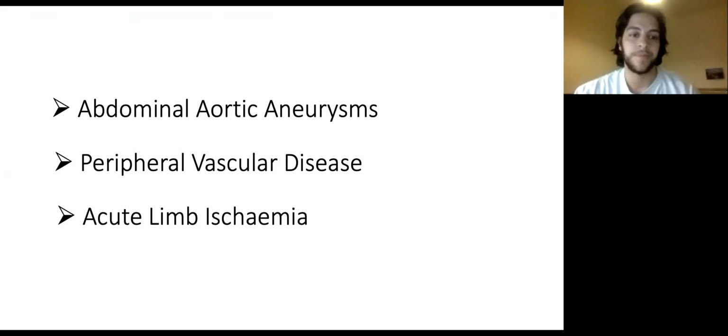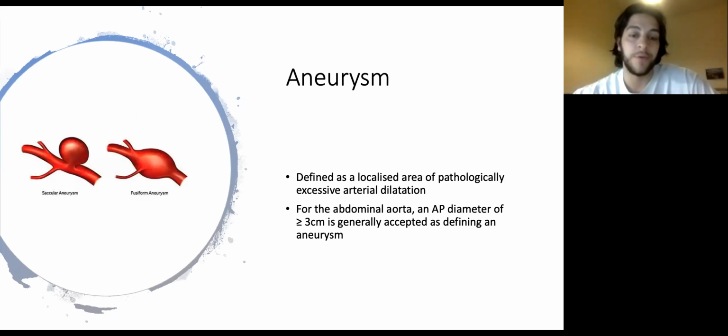So starting with AAAs, what is an aneurysm? An aneurysm can be defined as a localized area of pathologically excessive arterial dilatation. For the abdominal aorta, a diameter of more than 3 centimeters is generally accepted as defining an aneurysm. So just a ballooning of an artery.